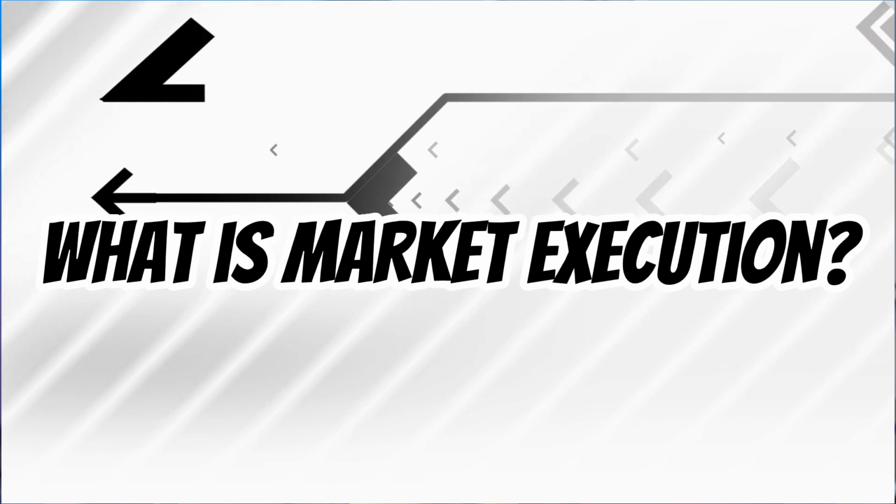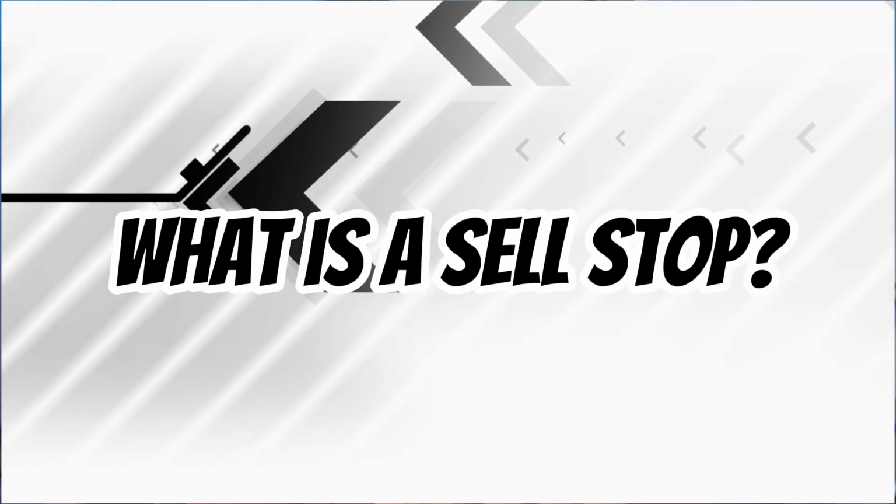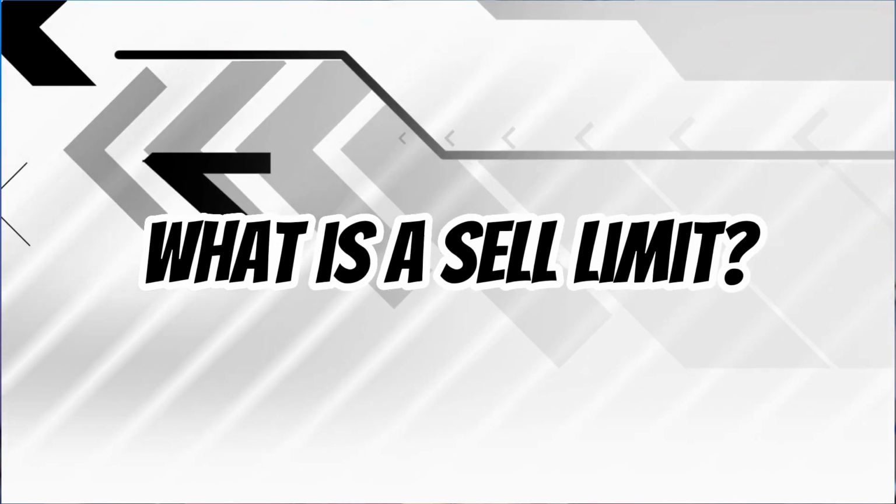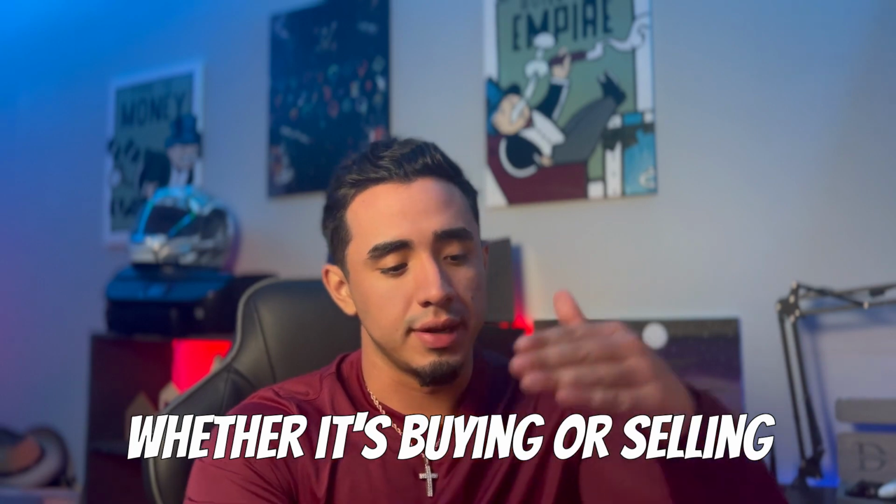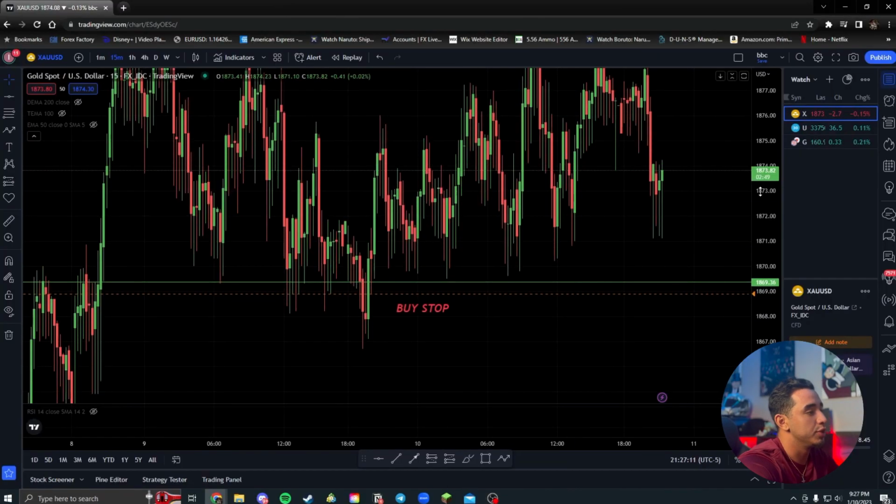In this video, I'm going to be going over what market execution is, what a buy stop is, what a sell stop is, what a buy limit is, and what a sell limit is. It's a lot of words, but at the end of the day, it's basically the same exact thing, just vice versa, whether it's buying or selling. Now we're going to hop onto the chart here and go over what it looks like.